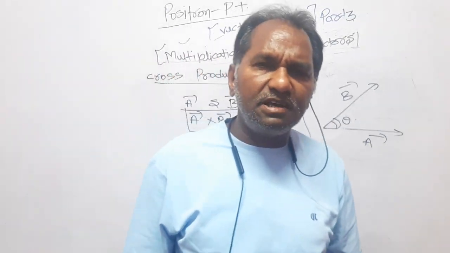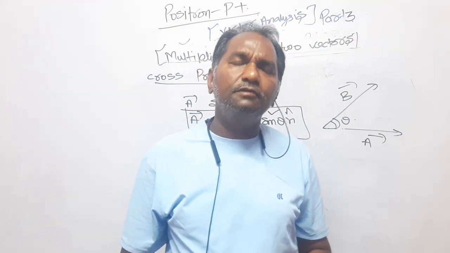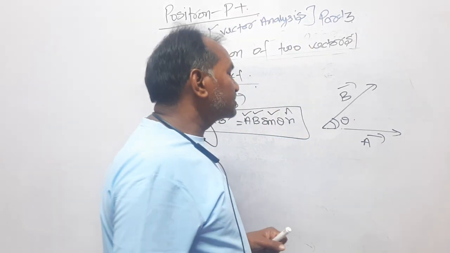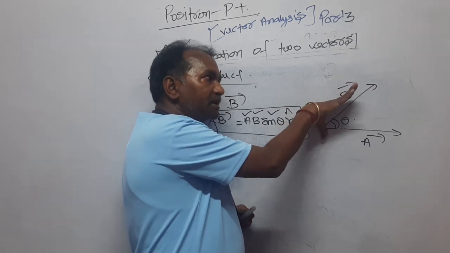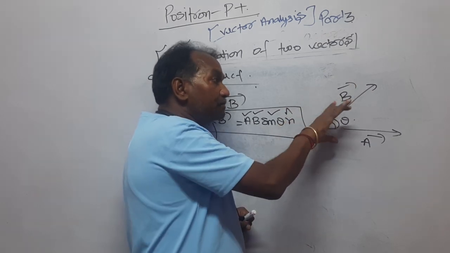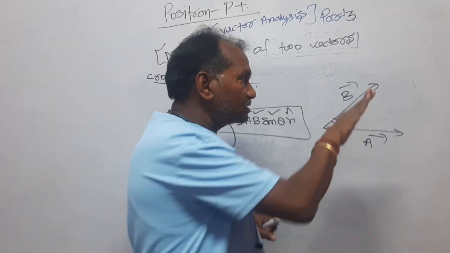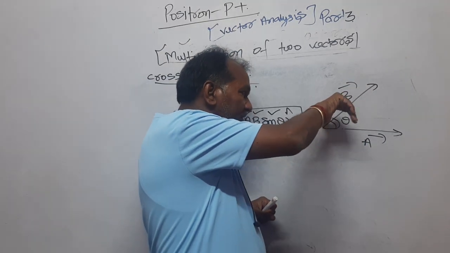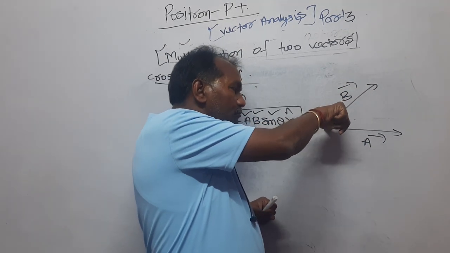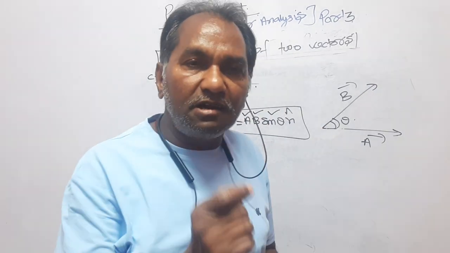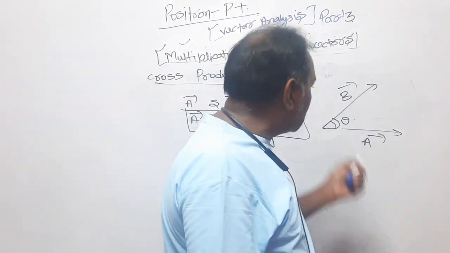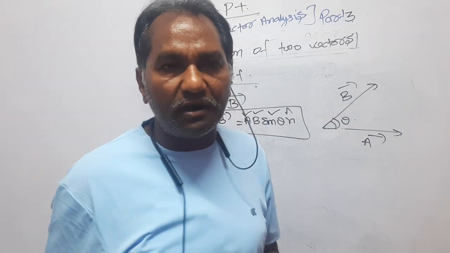Now what happens if you have to find out vector B cross vector A? In that case, these fingers should be along vector B, and now curl them towards vector A like this, and now your thumb is normally inward. In that way, the direction of B cross A is normally inward, perpendicular to the whiteboard.